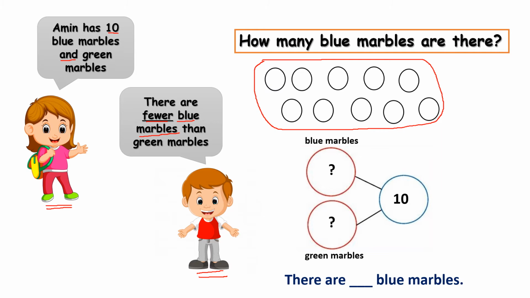So, we have two pieces of information from the girl and Amin. First, we know that there are 10 marbles. And then, second, we know that there are fewer blue marbles than green marbles.